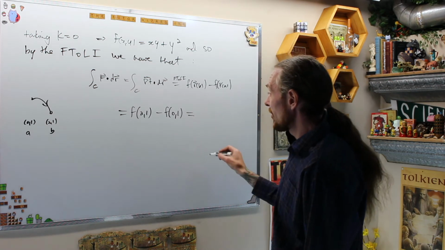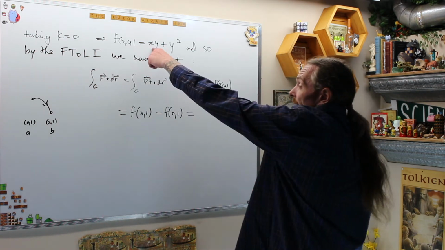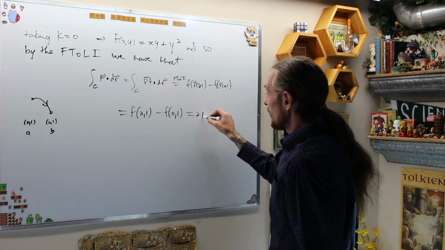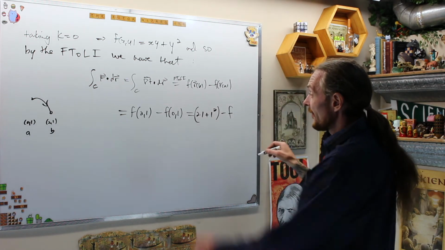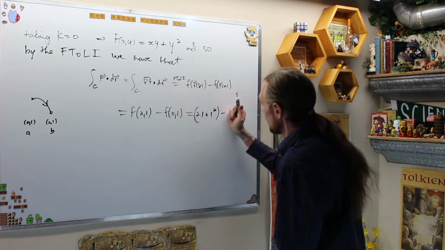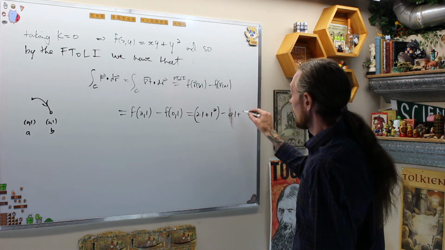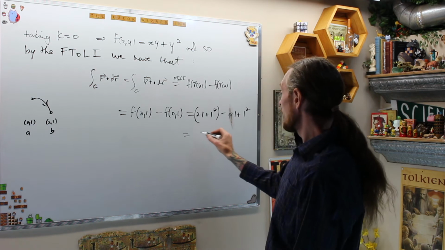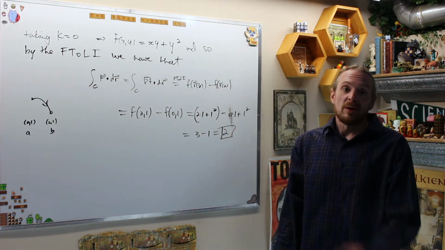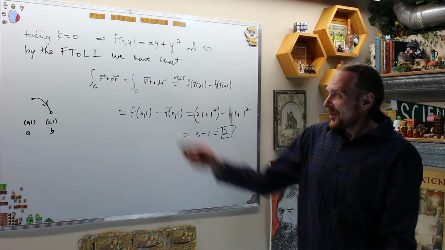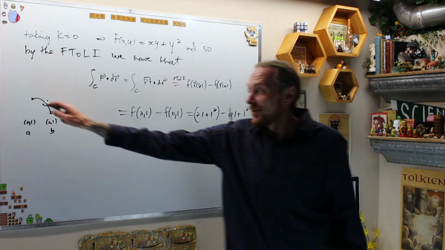1), which is now equal to, when x is 2, 2 times 1 plus 1 squared, minus f when x is 0. So we're going to get 0 times 1 plus 1 squared, which is going to be 3 minus 1, which is 2. That's a whole lot better than having to do the line integral over this thing.